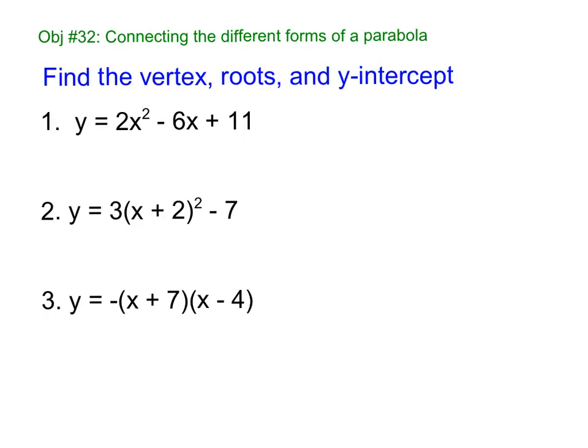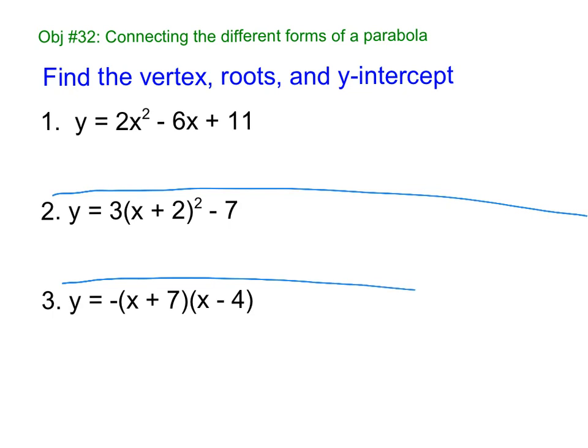All right, last slide. I want you to find everything, right? So I've got one standard, one factored, one vertex form. So go through and find everything. These are a little bit on the challenging side, at least the first 2 are. All right.